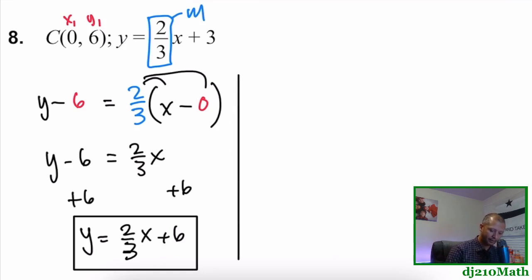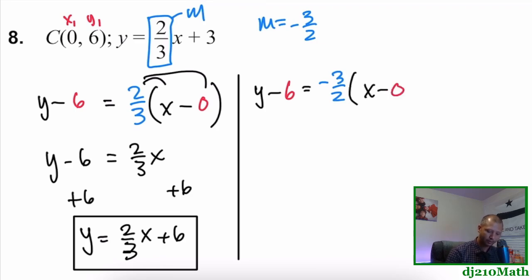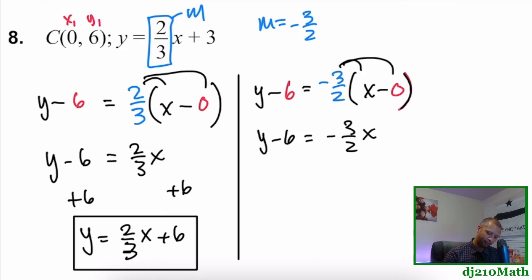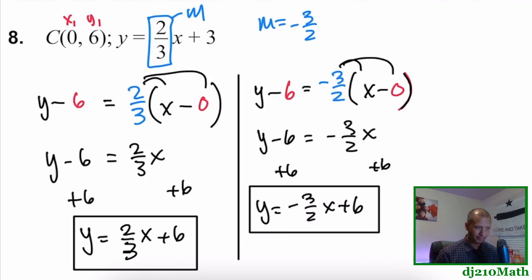Okay, for perpendicular to the line, we're going to flip the slope and make it negative. So 2/3 flips to 3/2, and instead of positive, we want negative. So this is going to be y minus y1, which is 6, equals the slope we're using, negative 3/2, times x minus 0, x1. Okay, solving for y and distributing, we get y minus 6 is equal to negative 3/2 x, and then 0 times anything is 0. Adding 6 to both sides, we get y is equal to negative 3/2 x plus 6. And there's the line that's perpendicular.